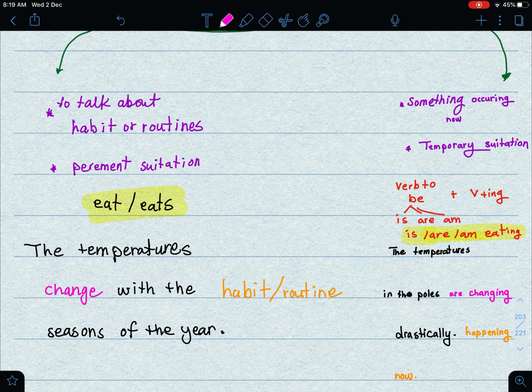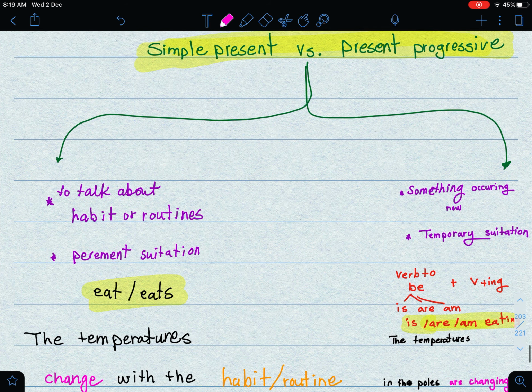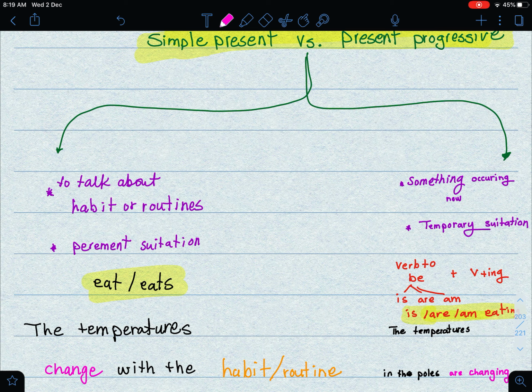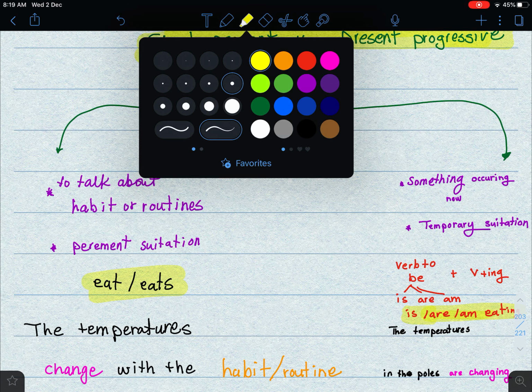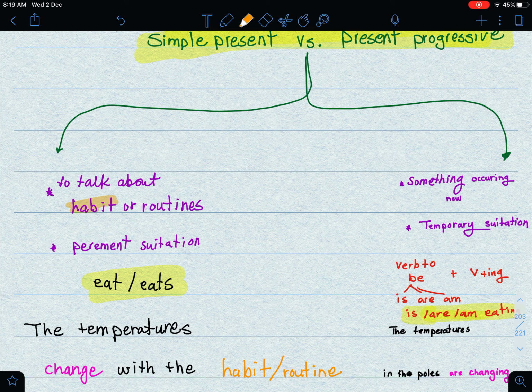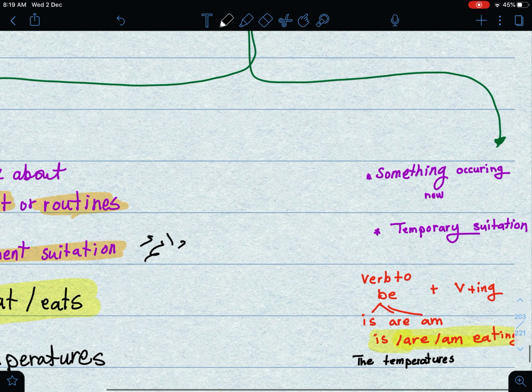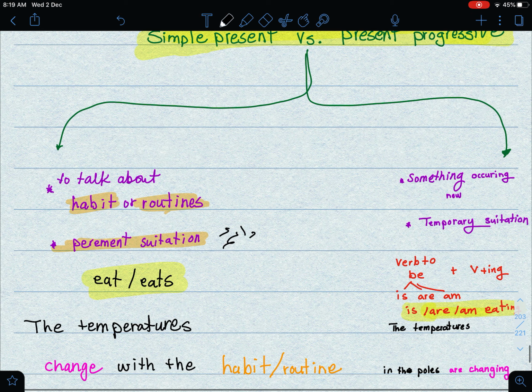Now let's take a look at when we use each one of them. We use the simple present to talk about habits or routines, الأشياء اللي تكون habit عادة أو routines, or for a permanent situation, الوضع الدائم. Let me write it in Arabic here: دائم. As for the present progressive, we use it for something which is occurring now.